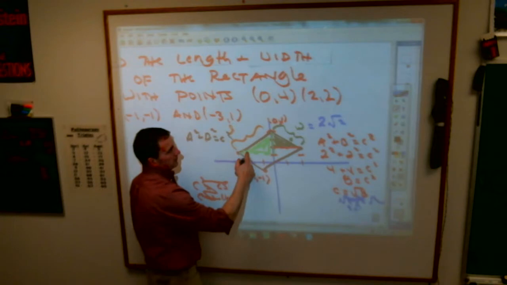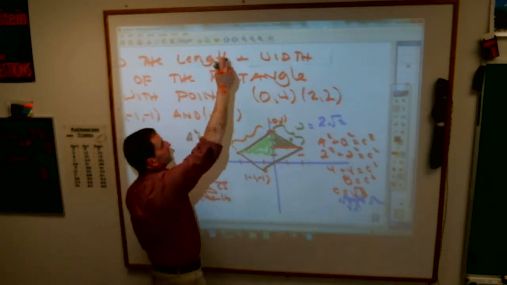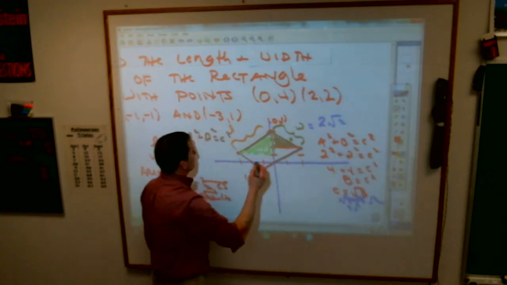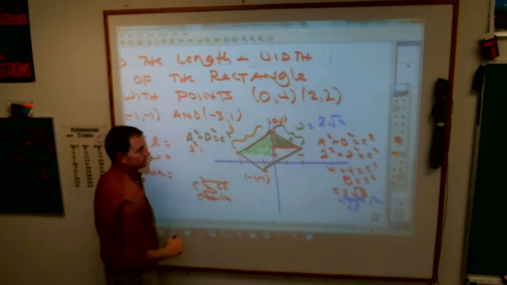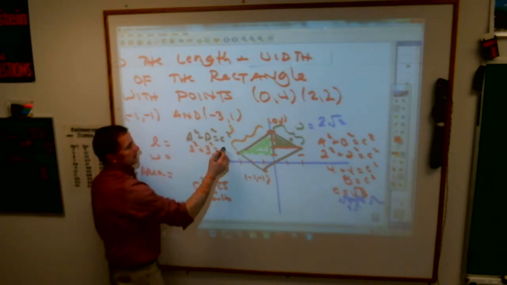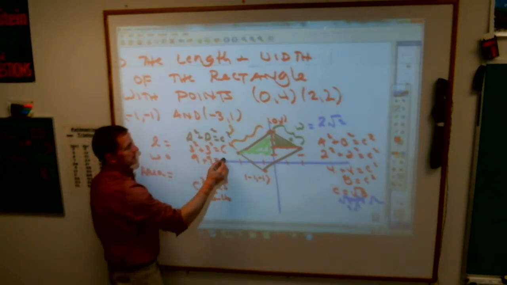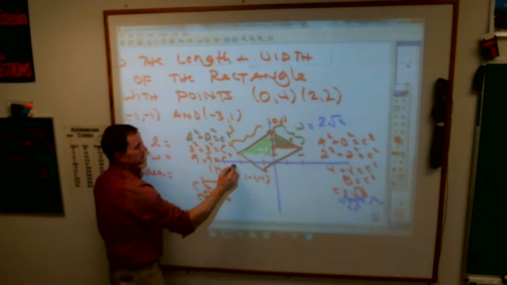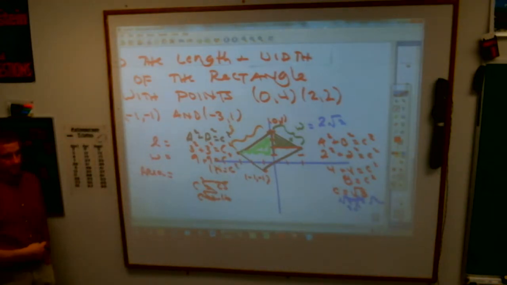How far is it from here to here? 3 squared. How high is my triangle? 3. 3 times 3 is 9. 9 plus 9 is 18. If 18 equals c squared, what does c equal?